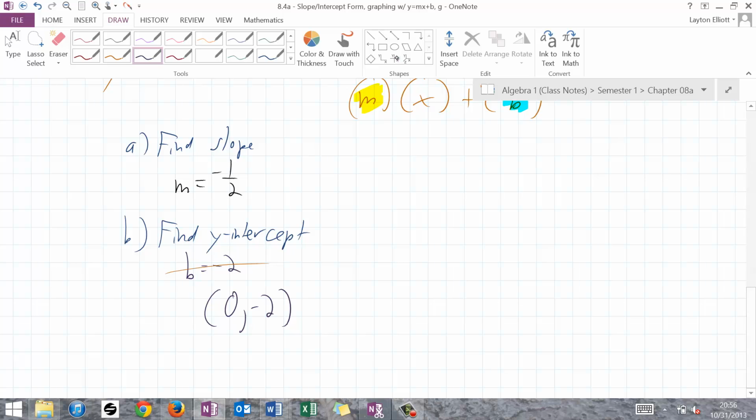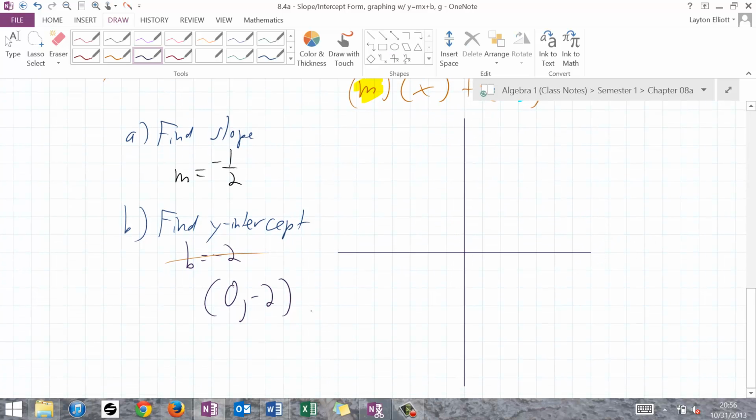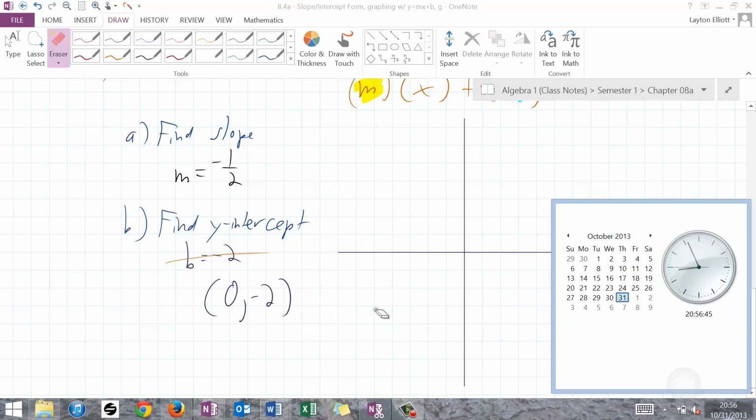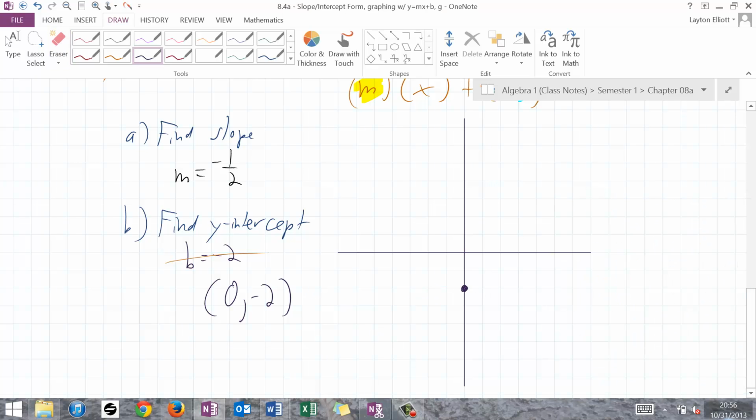So my third step is to actually create a graph and take this ordered pair and plot it. So the point (0, -2) is going to go on the y-axis right here. And then finally, I'm going to take the slope and start putting points down, just like we did before.